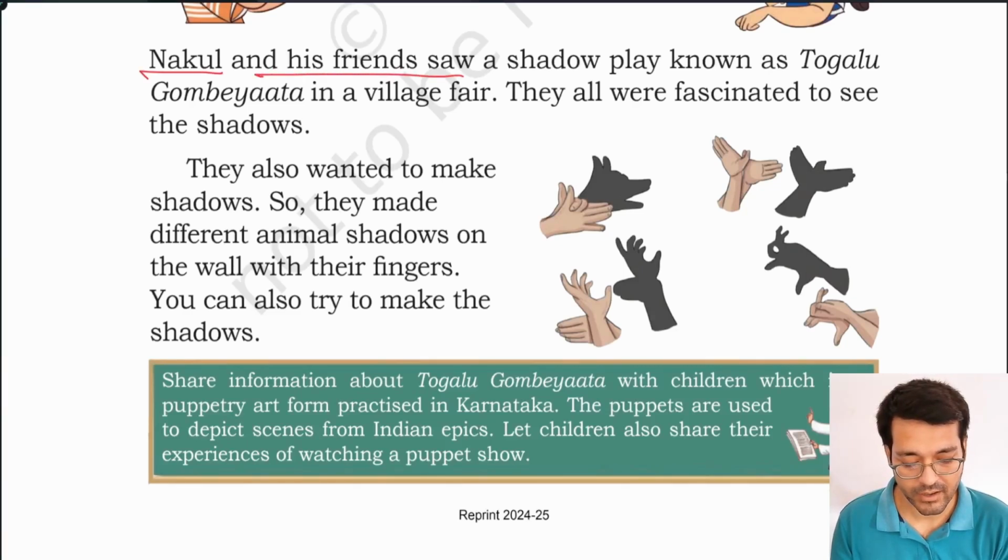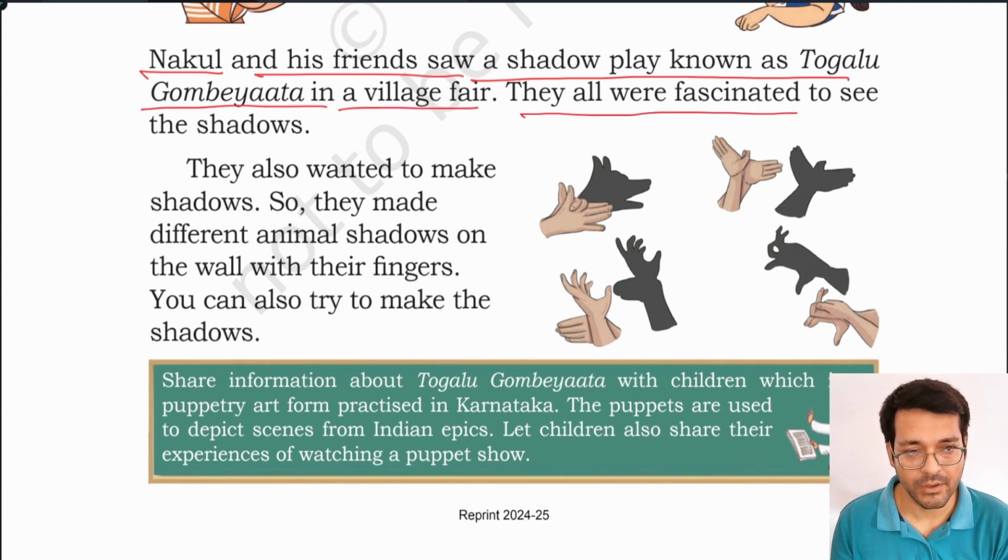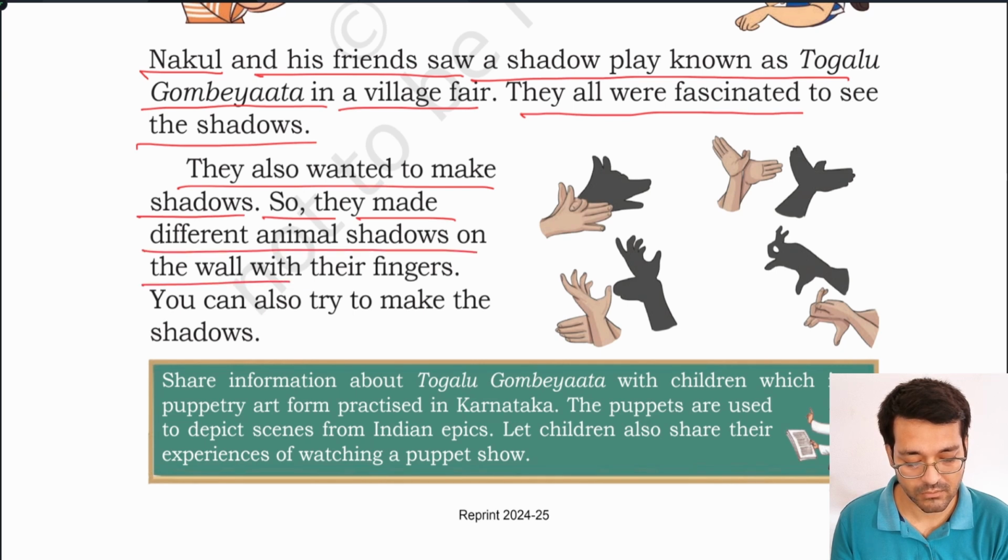Nakul and his friend saw a shadow play known as Togalu Gumbayata in a village fair. They all were fascinated to see the shadows. They also wanted to make shadows, so they made different animal shadows on the walls with their fingers.